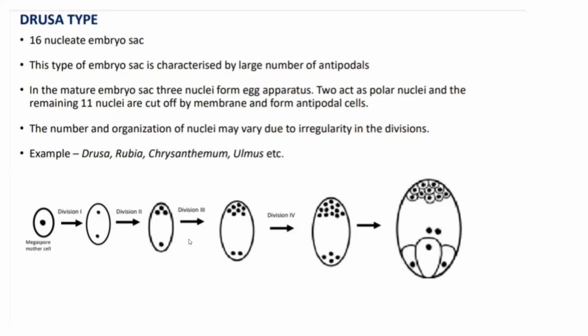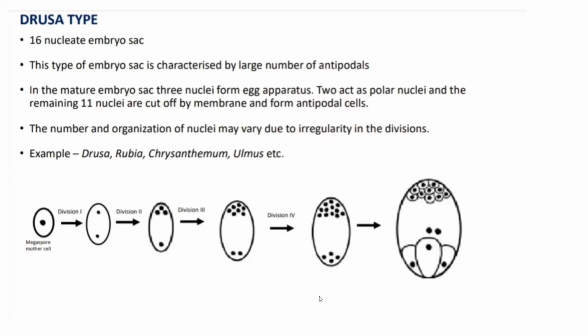The nuclei at the poles undergo free nuclear divisions twice, and 4 nuclei are formed at the micropylar end and 12 nuclei at the chalazal end. This is the micropylar end and this is the chalazal end. Out of these, 1 nucleus shifts to the micropylar end and the other 3 to the chalazal end.